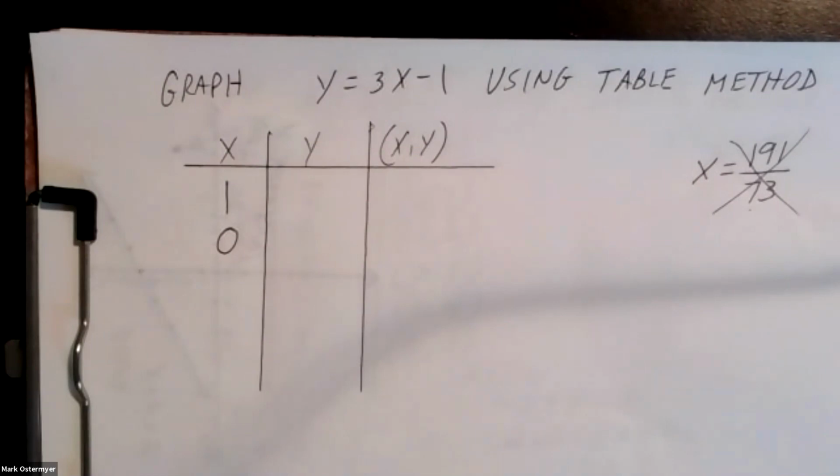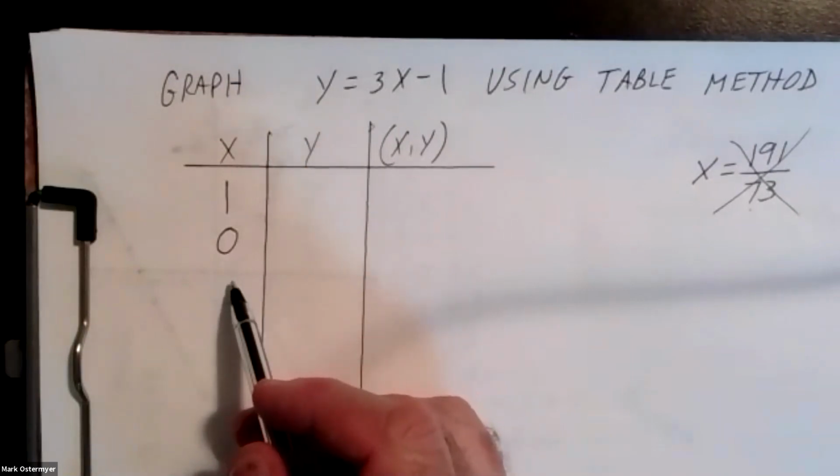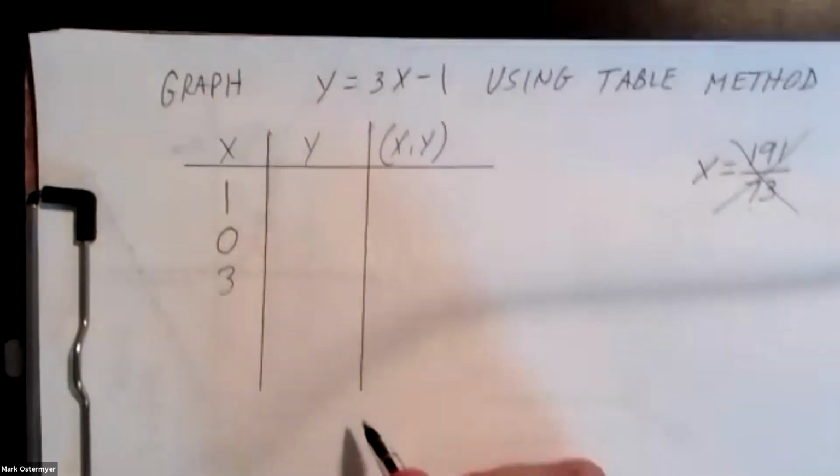All right, ladies and gentlemen, I'm going to choose 1. I'm going to choose 0. What else? 3. All right, that's good enough.